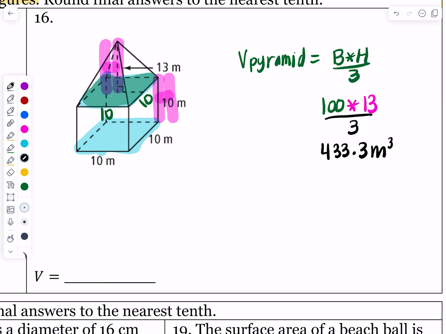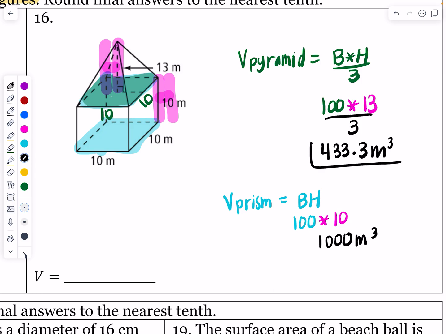Now we want to find the volume of that bottom shape. So what is that volume of the bottom shape? That is a prism. And so that's just going to be base times height. So what's my base? We've already found it. Base is 10 times 10, which is 100. And then what's the height of the prism? The height of the prism is 10. If I remember right, we had a problem like this in class, if not the exact same one. So that gives me 1,000 meters cubed for my prism.